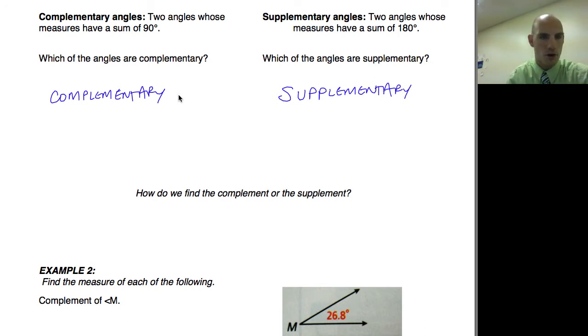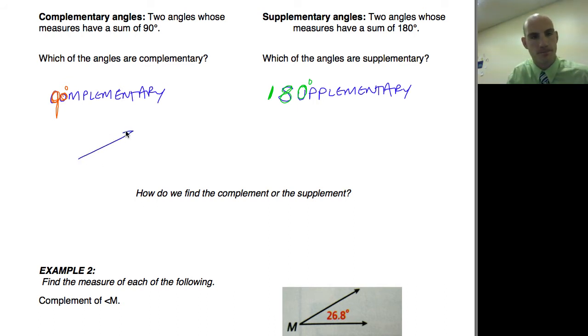I look at the actual word, and this helps me remember it. Complementary, I could make this into a 90 degrees really easily. Supplementary, I could make this into a 180 pretty easily. Okay, so the complementary becomes that 9 for the 90, and the supplementary becomes that 8 for the 180. So how do we find the complement or the supplement?